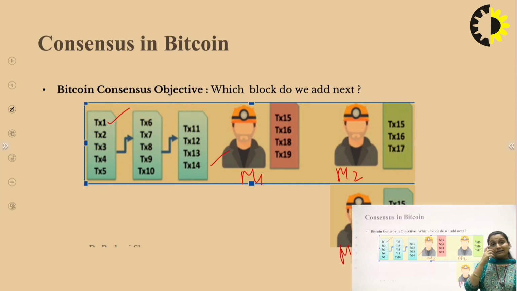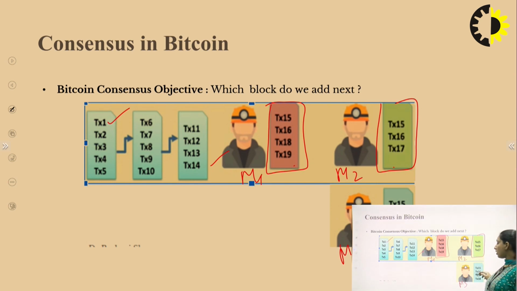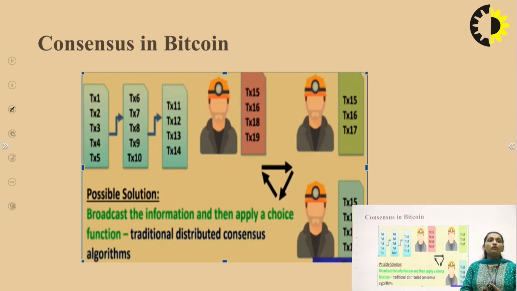So what are the parameters? How can we say that the block we have is to be committed and added to this block or this block? We will see which block will be the next for us. So that is our first problem. What are the possible solutions?